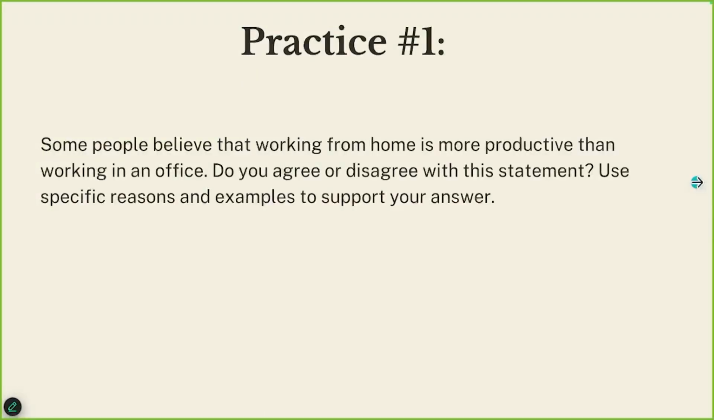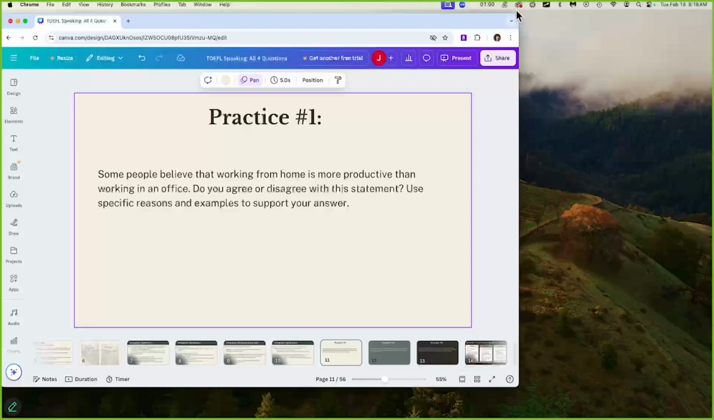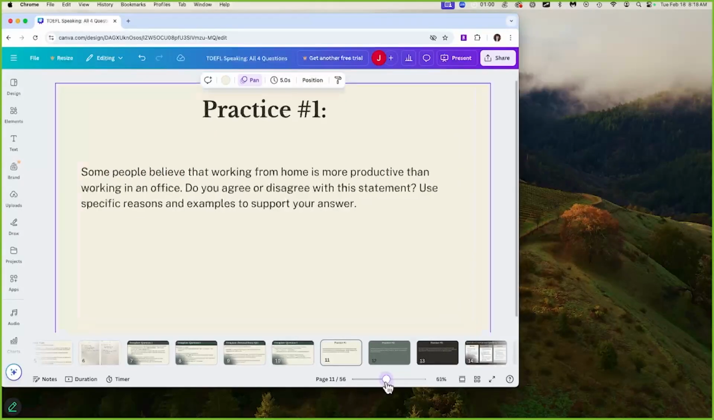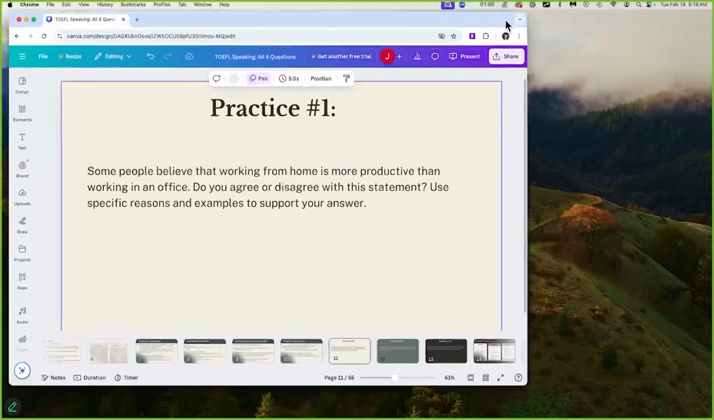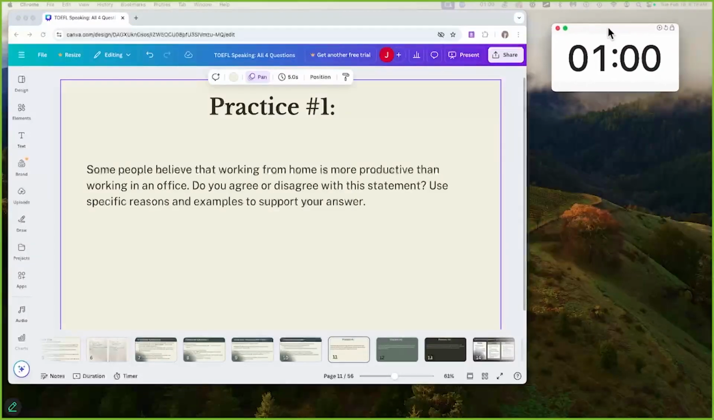Okay, so here is your practice question for question number 1. What I'm going to do is pop out a full screen so I can show you the timer. I want to make sure that everyone can see the timer. Let me pull it over. There we go. And let's get the timer correct. So you have 15 seconds to prepare.